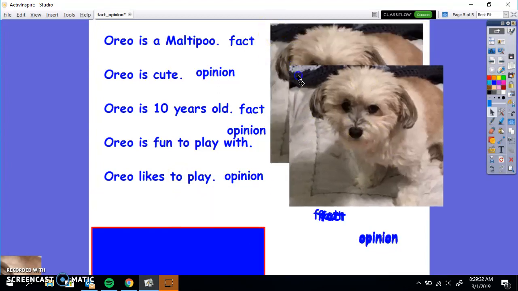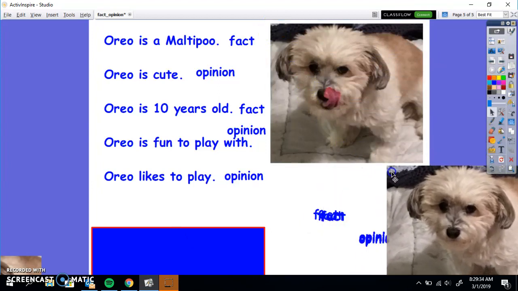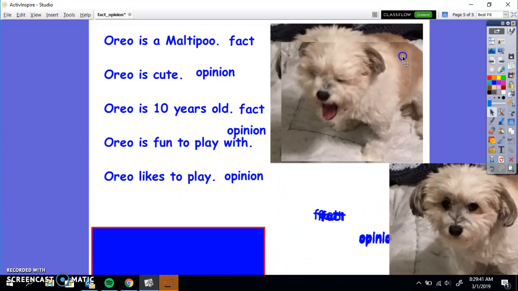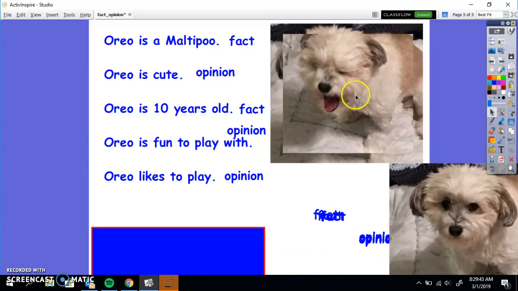So let's look at a couple other things. What if I say that Oreo is sleepy? What do you think? Fact or opinion? That is going to be an opinion.